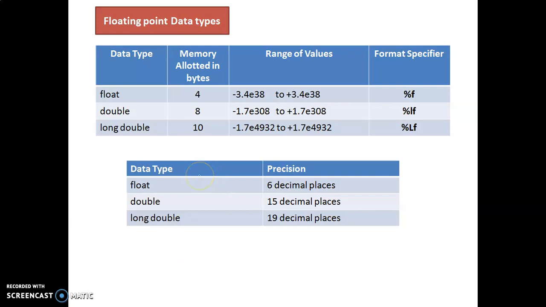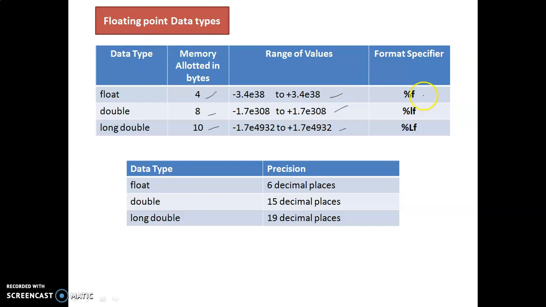Next one, floating point data types. In floating point data types, we have 3 categories: float, double, and long double. And the memory allotted here is 4 bytes for float, 8 for double, and 10 for long double. These are the ranges for float, minus 3.4e38 to plus 3.4e38. So all these are different ranges here.